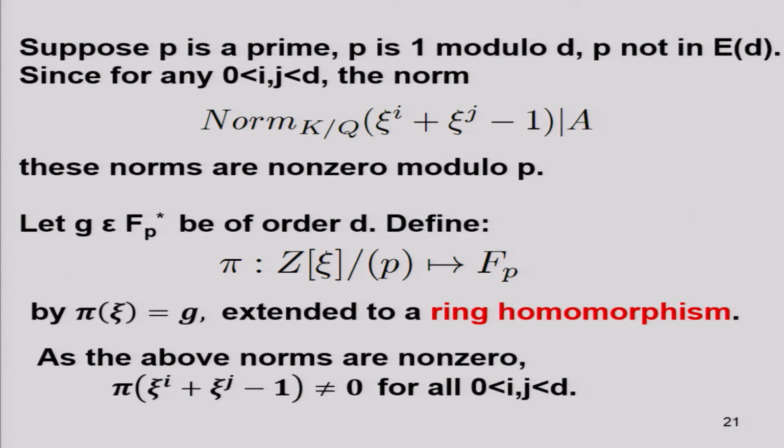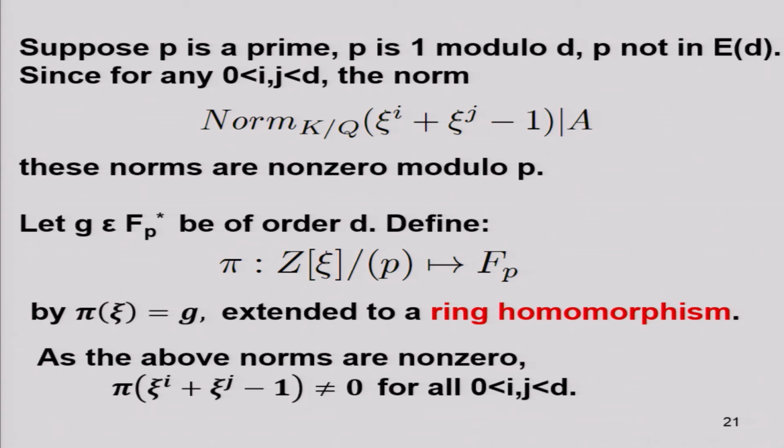So you think about this ring of integers with Xi, so just polynomials in Xi, but you think about the elements modulo P, and you map Xi to G, and you extend it to a ring homomorphism. It works well because Xi is a complex primitive root of order D, and so is G. So everything will be mapped nicely as we want.